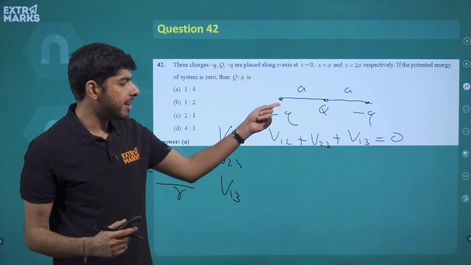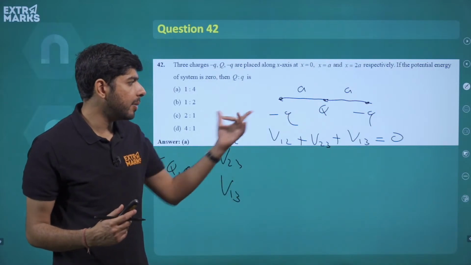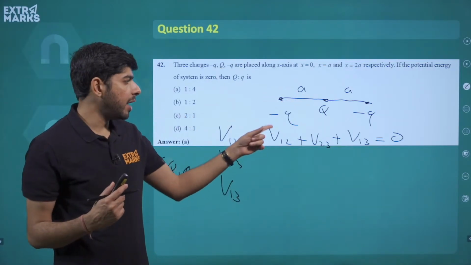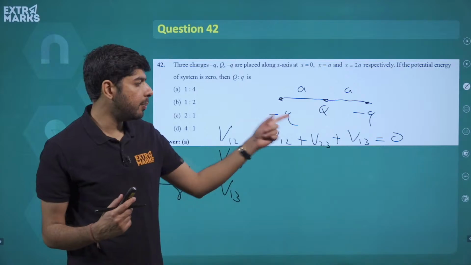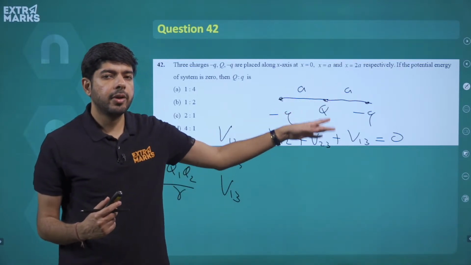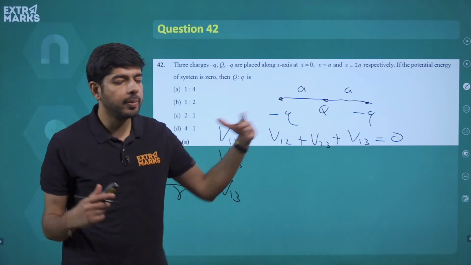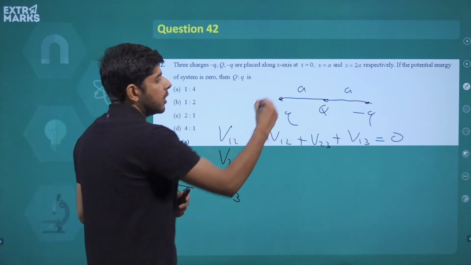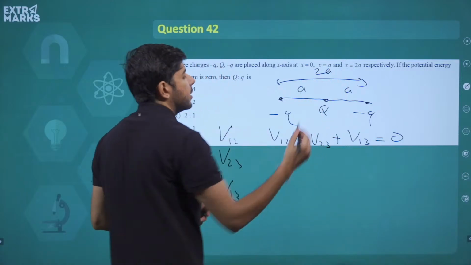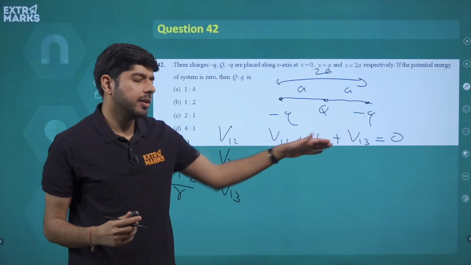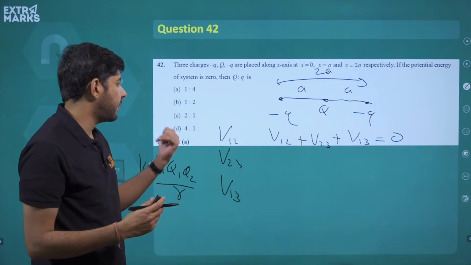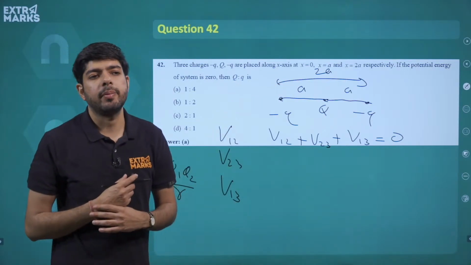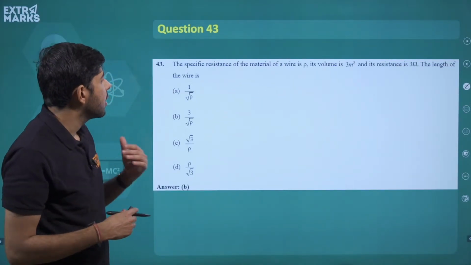1 is minus Q, 2 is plus Q divided by the distance A. So this will be minus capital Q small q by A plus again small q capital Q by A plus, this is minus Q, so they will become plus Q square by 2A. In between these two the distance will be 2A. So now put it in the formula, you will get the answer. You will basically find the ratio of small q and capital Q. Very simple. Alright. Next one.